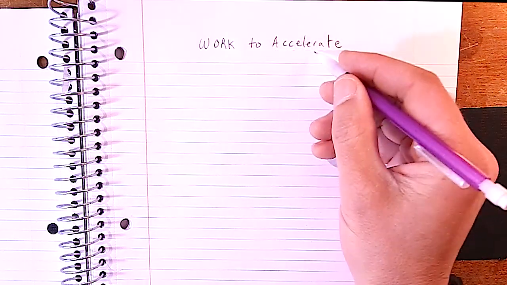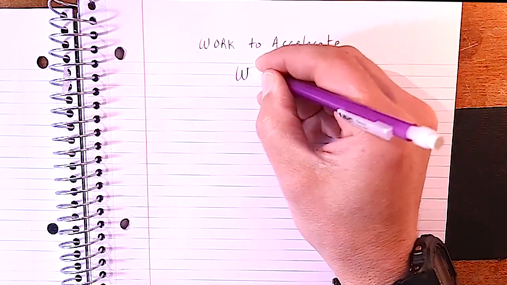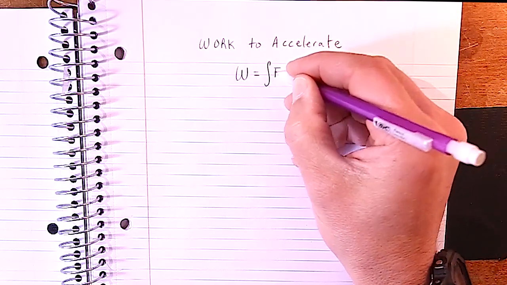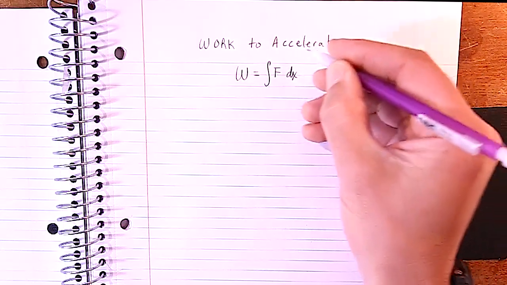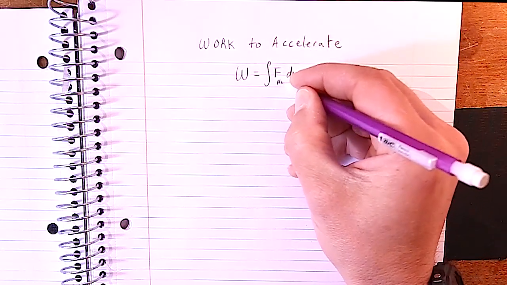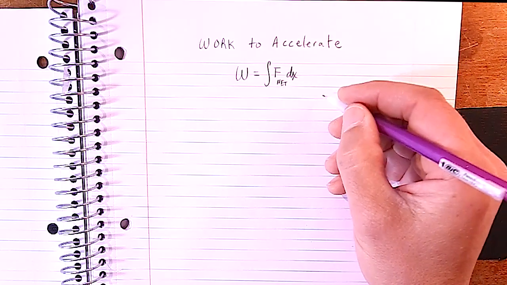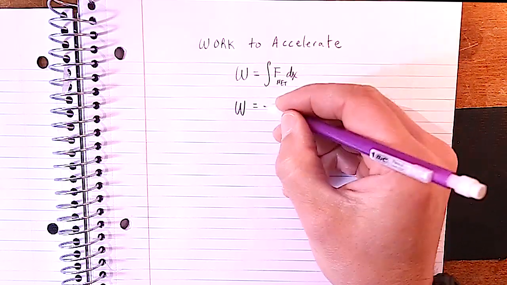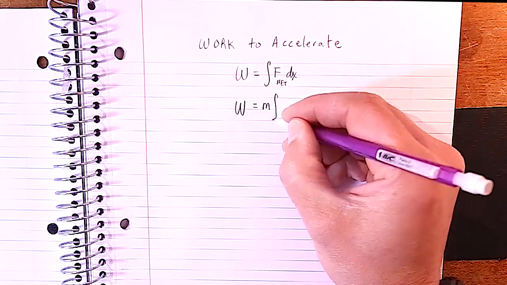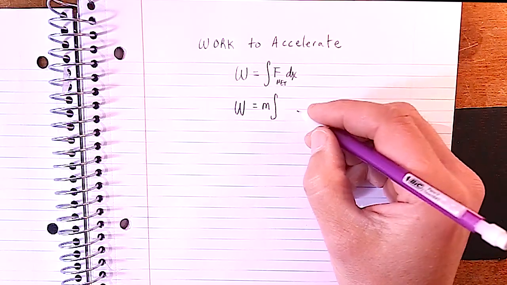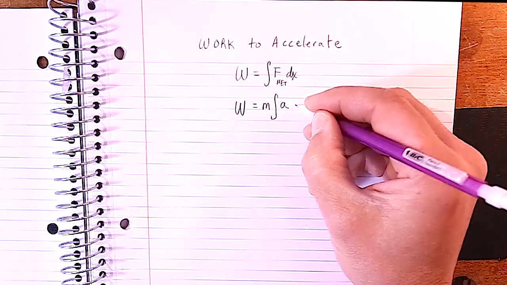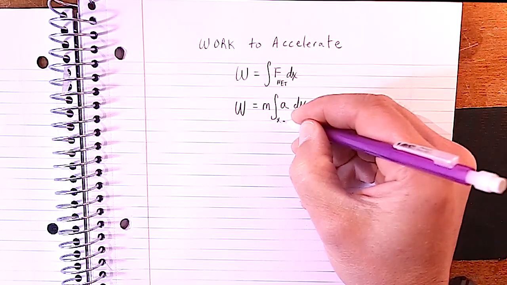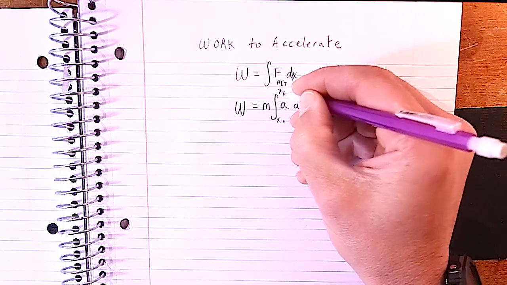So let's find out the work to accelerate an object. If we say that work is equal to the integral of F dx, and we're dealing with the force to accelerate, we know that has to be a net force. And we know that F net equals ma, and that the mass would be constant, so we can pull that out of our integral sign. And our acceleration would be a, and this would be dx. We know that we would be doing this from x naught to x final.